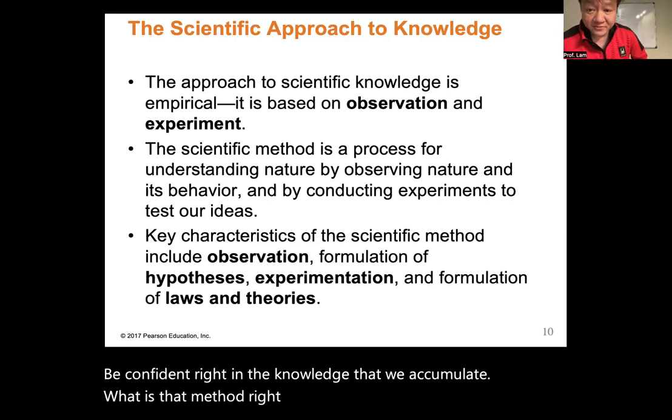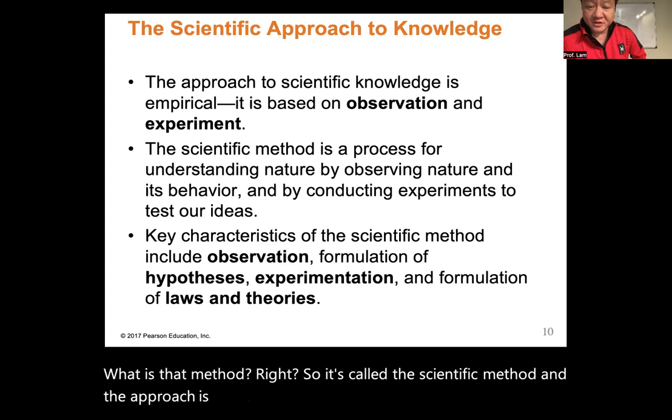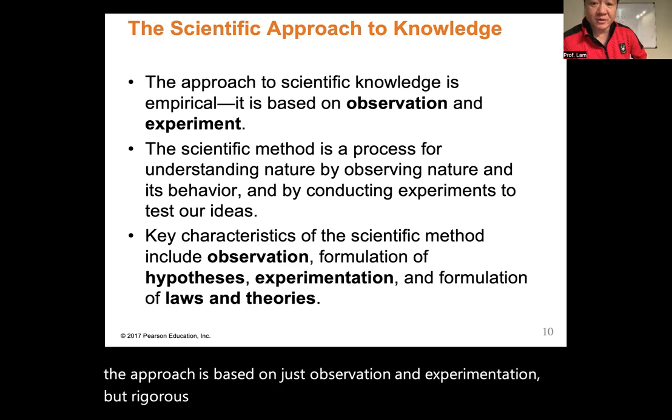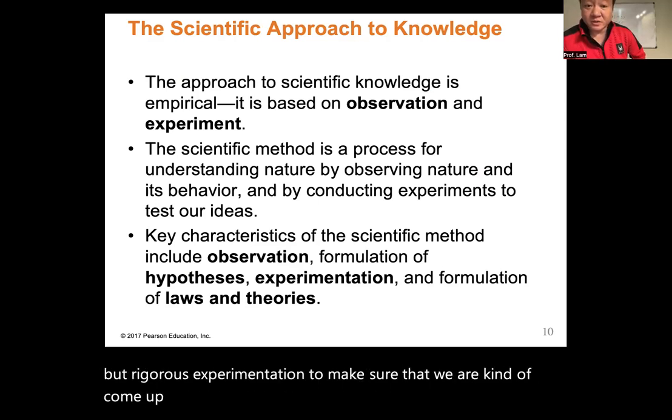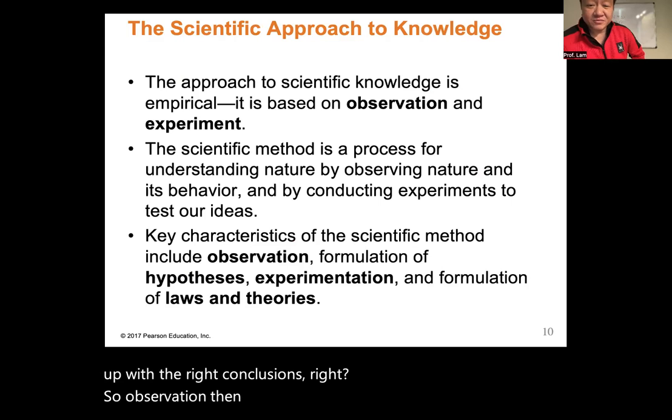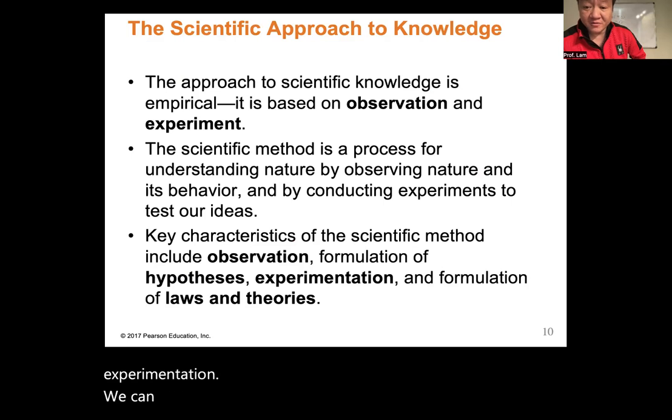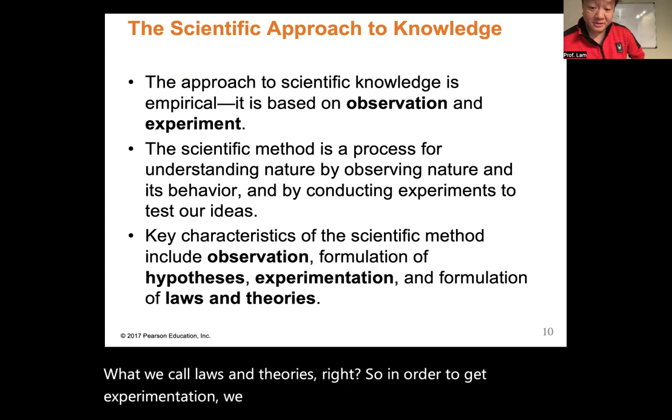So it's called the scientific method, and the approach is based on just observation and experimentation, but rigorous experimentation to make sure that we come up with the right conclusions, right? So observation, then experiment, and after rigorous experimentation, we can sum up and formulate what we call laws and theories, right? So in order to get experimentation, we have to formulate a hypothesis.